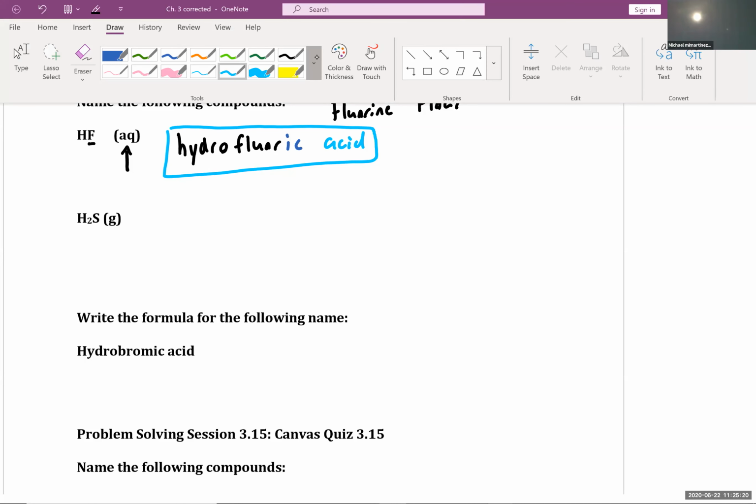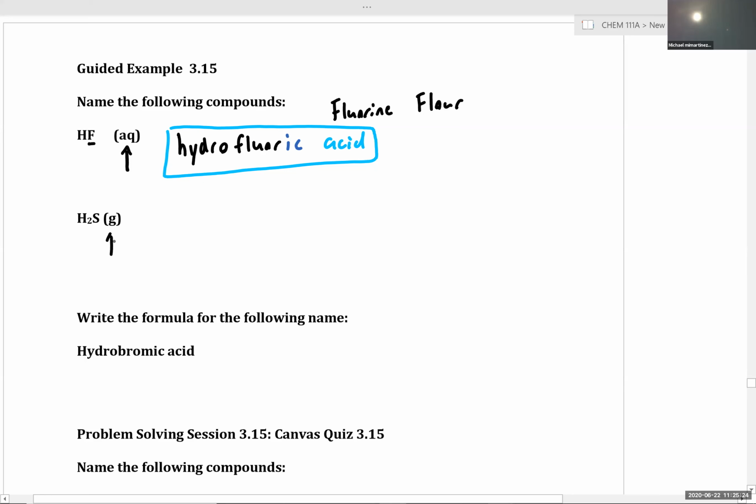Now, looking at this next example, we have a gas phase binary acid or a pure binary acid. So we're going to have to use the rules for the gas phase binary acids. In this case, we write the prefix hydrogen. Then we look at our anion, which is sulfur. Now we take our stem and we add the ending IDE. So sulfur turns into sulfide. So the name for this compound would be hydrogen sulfide.